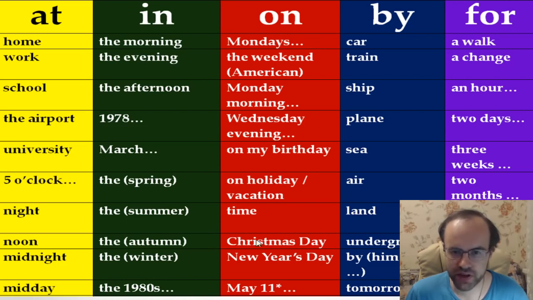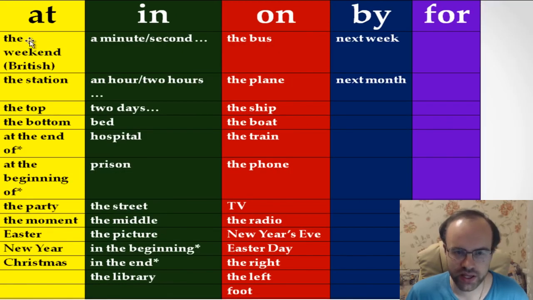There are other very important phrases with "at," and we need to know them. The thing is that we don't have enough space here, but no problem, we have the second part because it's a full version. So the second part, phrases with "at." We say at the weekend in British English, but on the weekend in American English. At the station, at the top, at the bottom, at the end of something, and at the beginning of something. For example, at the end of the book, at the beginning of the book.